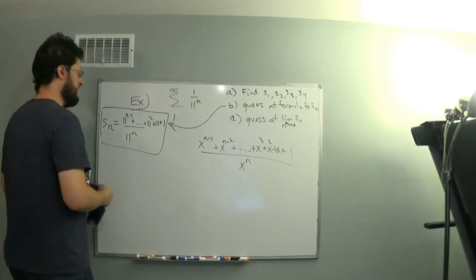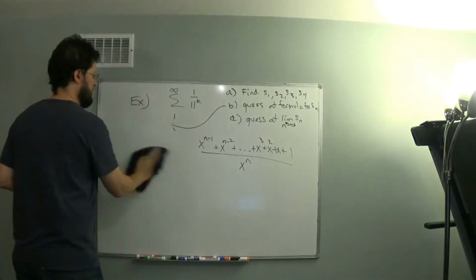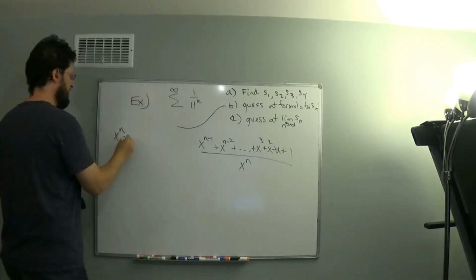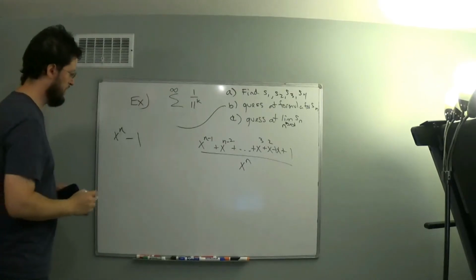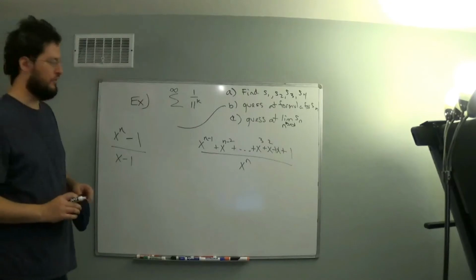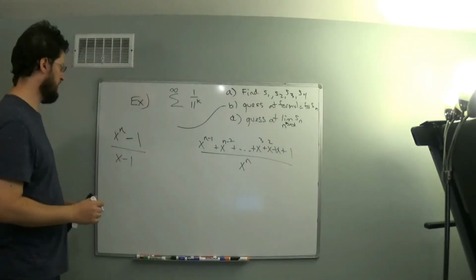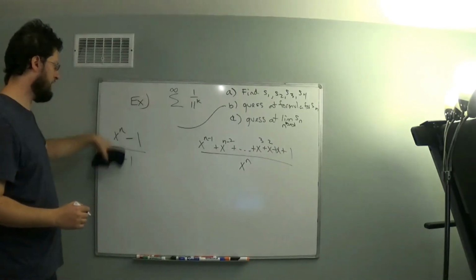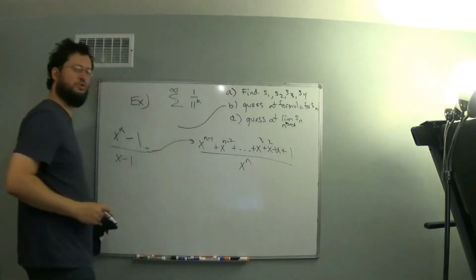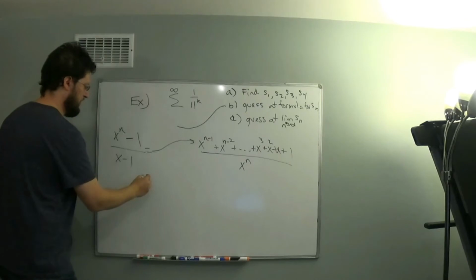Now here's the trick. Here's the key point. If I take the polynomial x to the n minus 1 and I divide by x minus 1, so this is a long division, a synthetic division type situation, my claim is that that's exactly what you would get. This whole piece is that numerator right there.